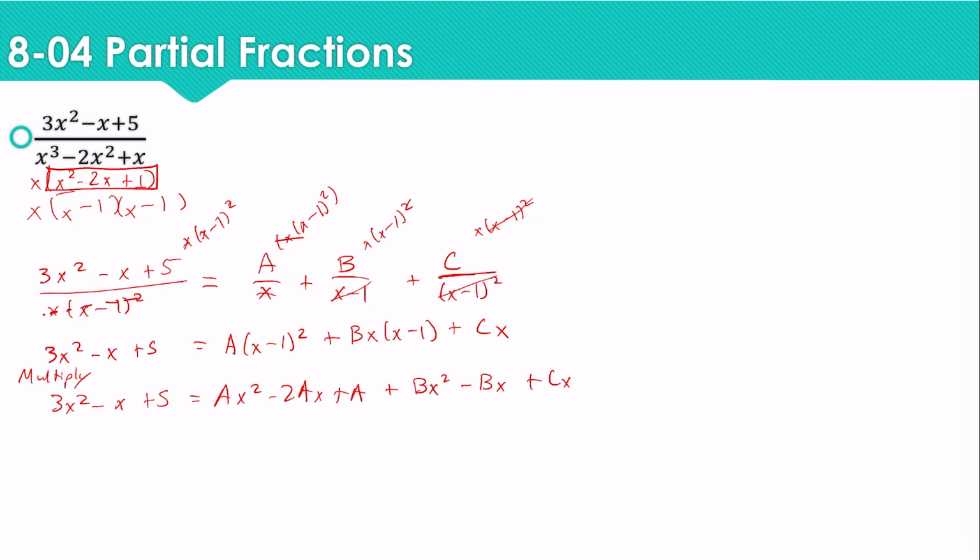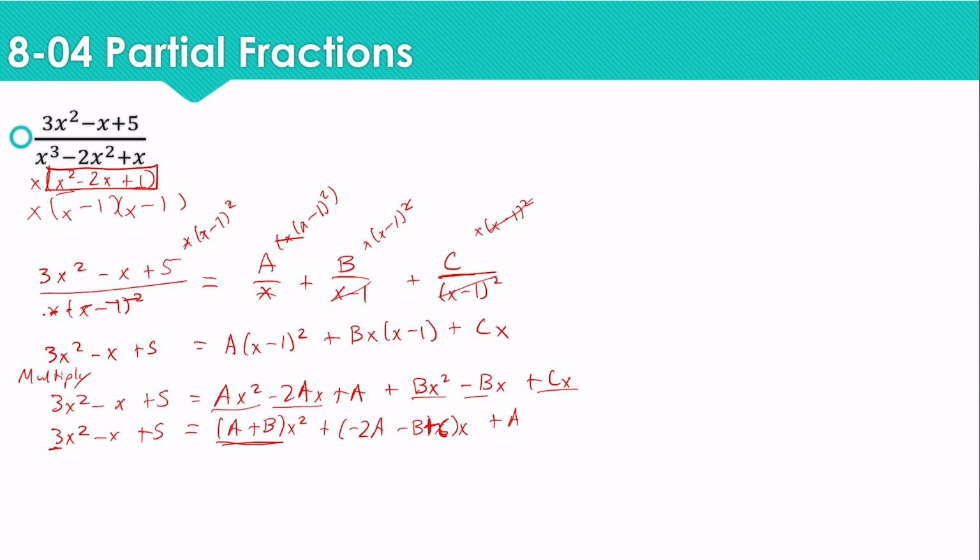And then let's collect like terms. So let's collect the squareds. So I'll have a plus b x squared. Just the x's, we have -2a and -b, and c. And then just the numbers, we have a. So now we have these coefficients.